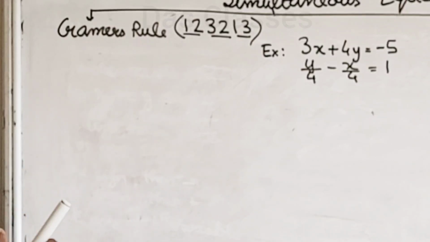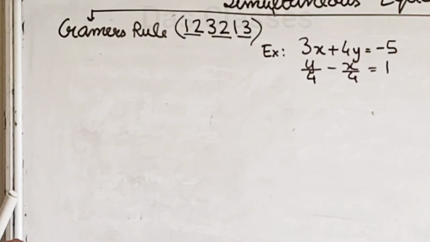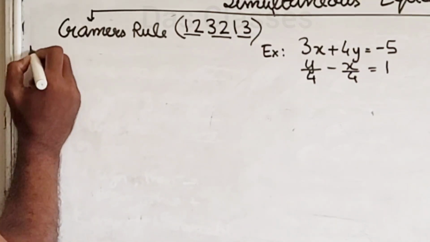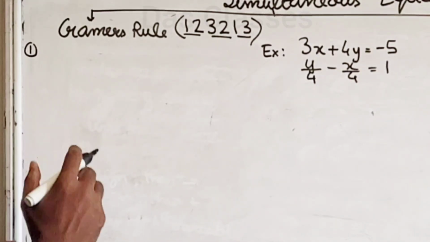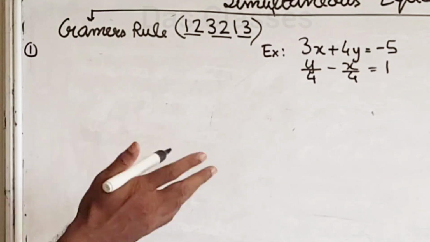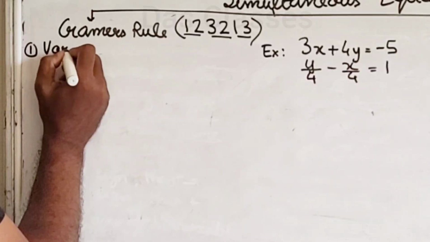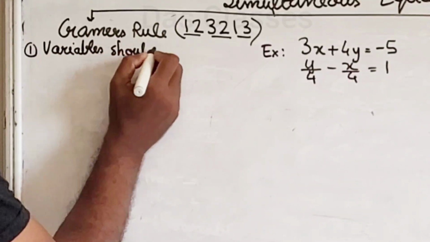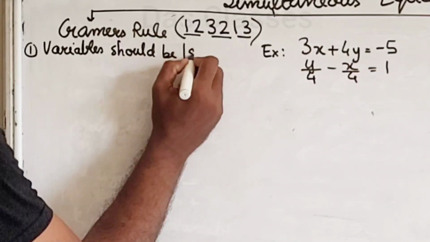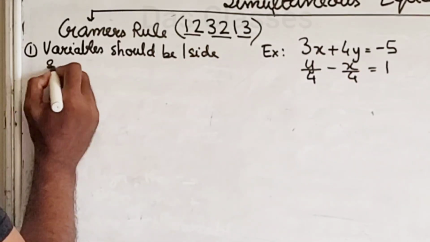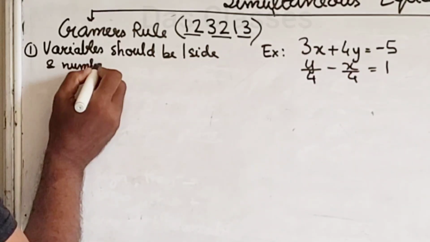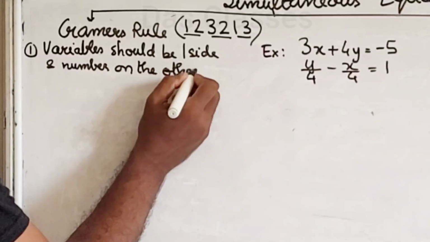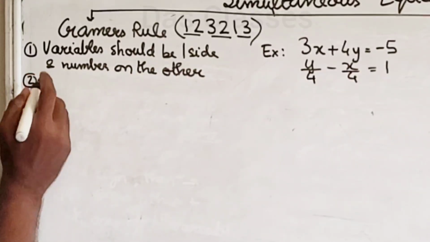Before we start with the sum, let's write the steps of Cramer's rule. The first thing is that, in Cramer's rule, again the same thing, variables should be on one side, and numbers on the other. Then you have to find out the determinants.